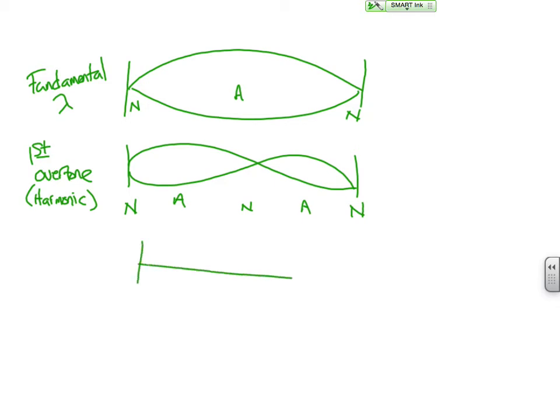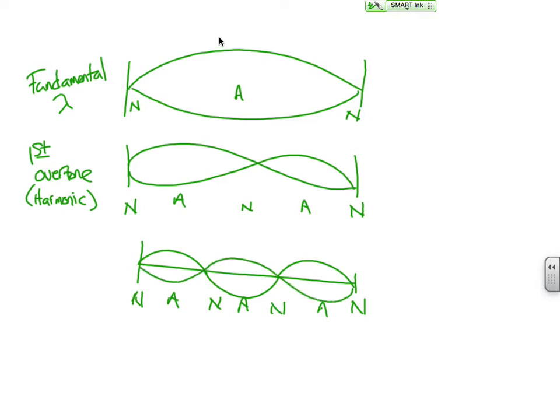And again, anything will work as long as I have nodes at the end. And so I could have one node in the middle, or I could have two nodes in the middle. And of course, in between every node has to be an antinode. So this is going to go up, and then that one's going to go down, and that one's going to go up, or vice versa. And we could end up with this. This would be the second overtone, or the second harmonic. And so it's going to end up looking like that.